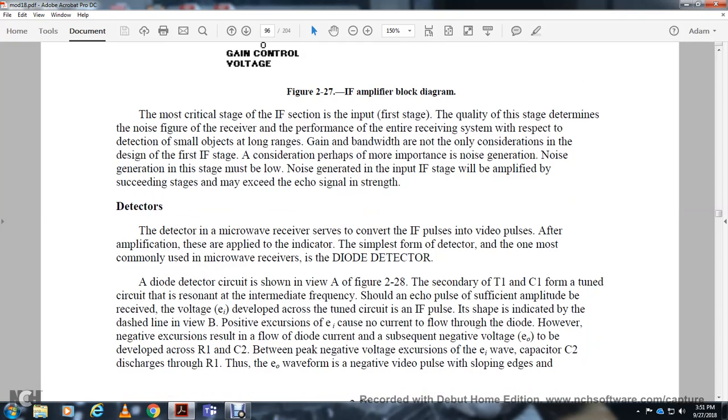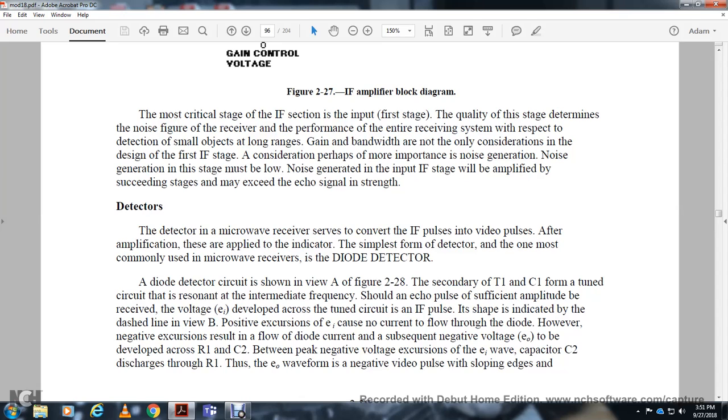The most critical stage of the intermediate frequency section is the input of the first stage. The quality of the first stage determines the noise figure of the receiver and the performance of the entire receiver system. With respect to direct detection of small objects at long range, the gain and bandwidth are the only considerations in the design of the first intermediate frequency stage. Perhaps more important is the noise generation, which must be low, since the noise generated in the input of the intermediate frequency amplifier must not exceed the echo signal in strength.